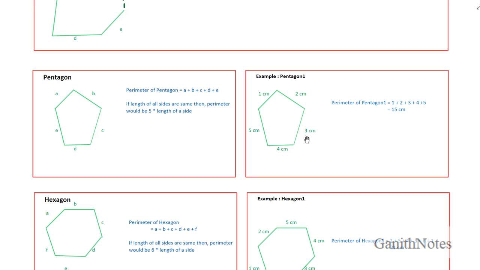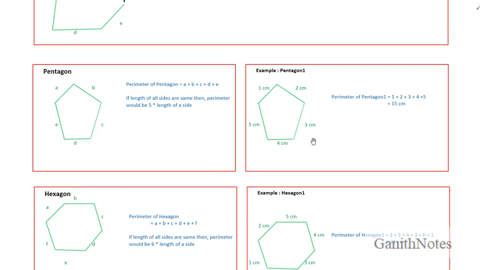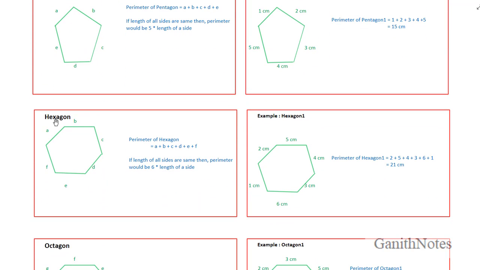So moving to an example of pentagon, we have side 1 of 1 centimeter, side 2 of 2 centimeters, side 3 of 3 centimeters, side 4 of 4 centimeters and side 5 of 5 centimeters. So the perimeter of this pentagon 1 would be 1 plus 2 plus 3 plus 4 plus 5, which is equal to 15 centimeters.